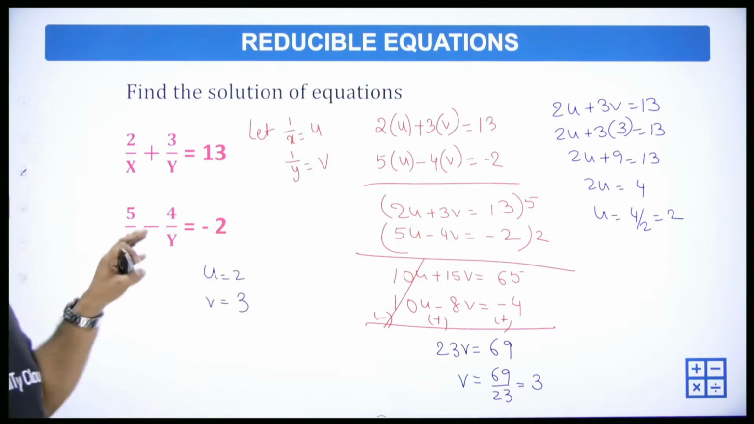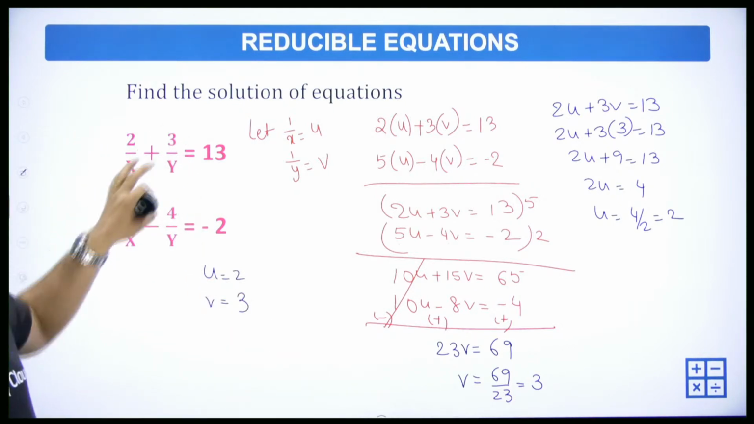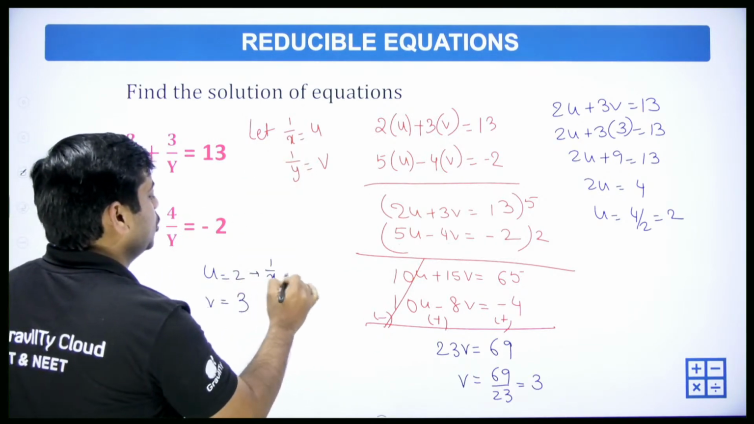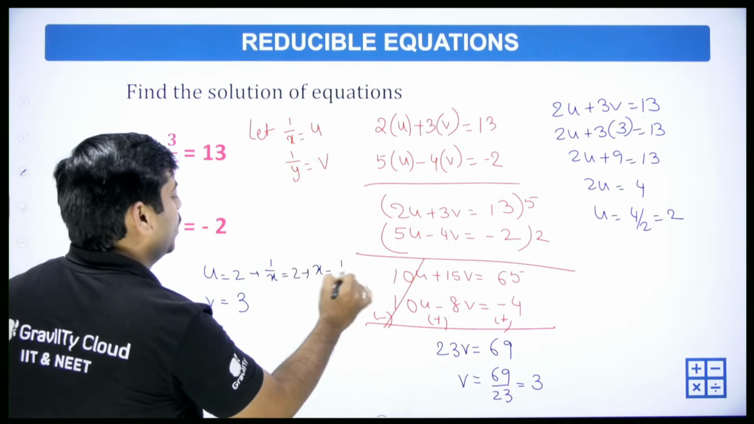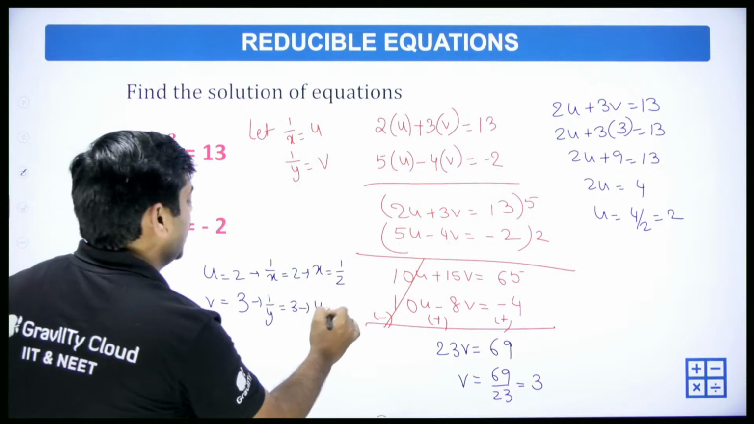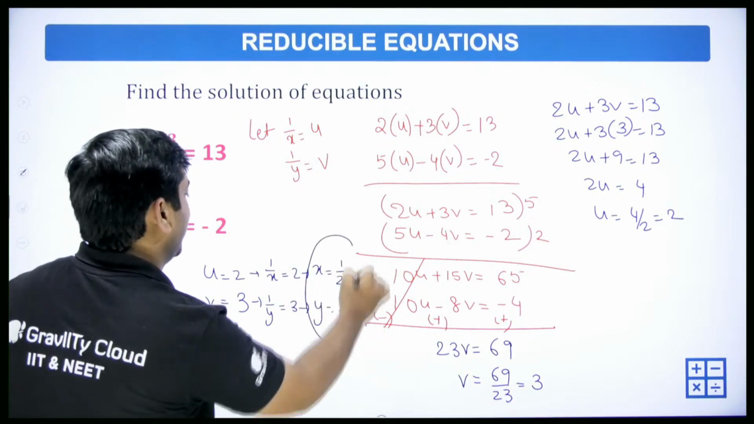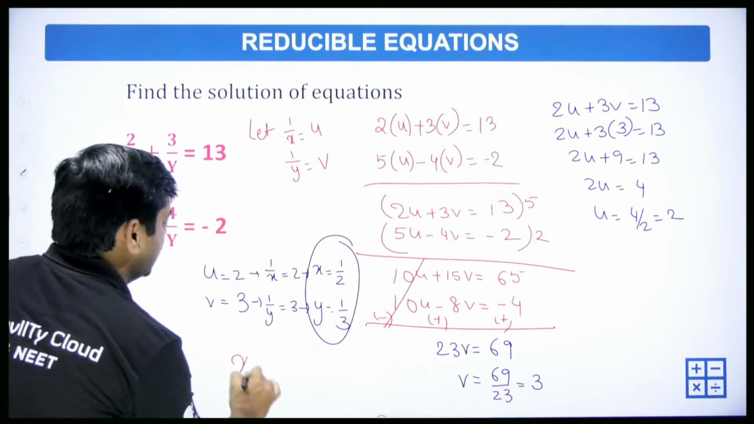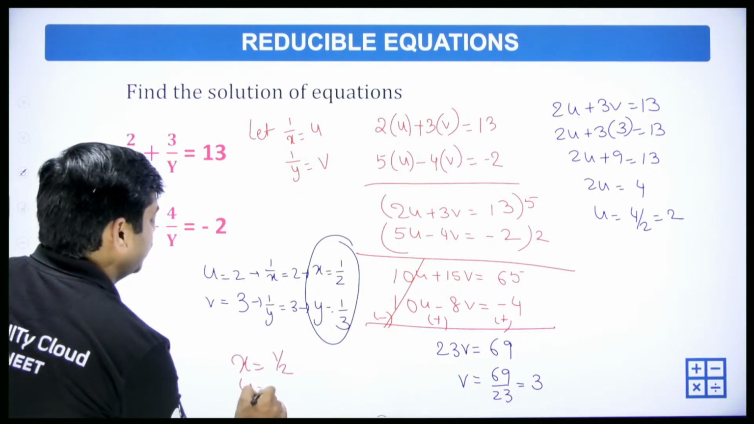But these are not the values which we are looking for. We are looking for x and y values, correct? So u is 1 by x. So 1 by x is equal to 2, which gives you x is equal to 1 by 2. In the same way, 1 by y is equal to 3, which will give you y is equal to 1 by 3. So what are the final answers that satisfy these two linear equations? Yes, you can say x is equal to 1 by 2 and y is equal to 1 by 3.